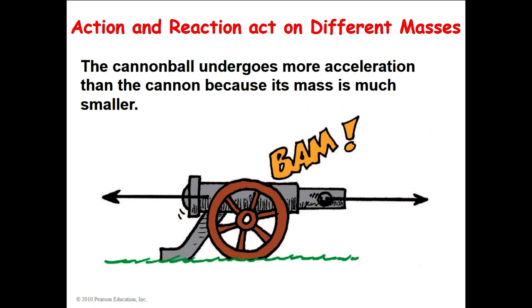What happens suddenly is that the cannon is pushing the cannonball with a force to the right. But the cannon itself will recoil back to the left. Also, we notice that the cannonball will come out very fast, so it will have a large acceleration, whereas the cannon itself will recoil with a smaller acceleration. Why is that?